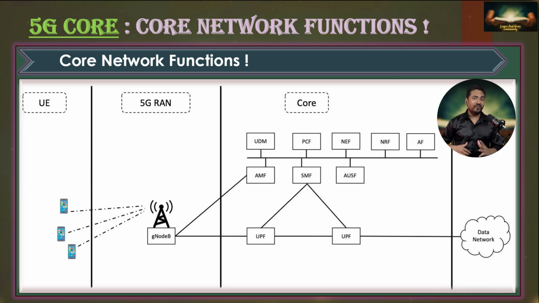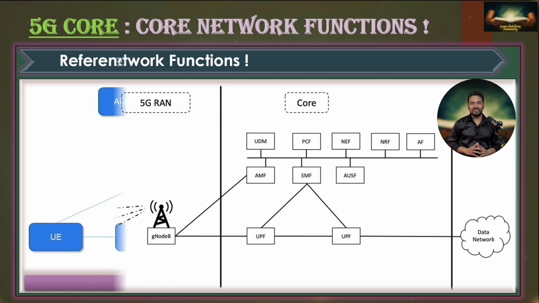Now we have added a little more functions in that core network architecture. So you can see some of the newly introduced functions include NEF or Network Exposure Function, NRF or Network Repository Function, and AF or Application Function. Each of these functions is capable of adding new capabilities to the network. First, we will explore how these functions are typically visualized in the network architecture, and then we will take a look at the description of these functions.